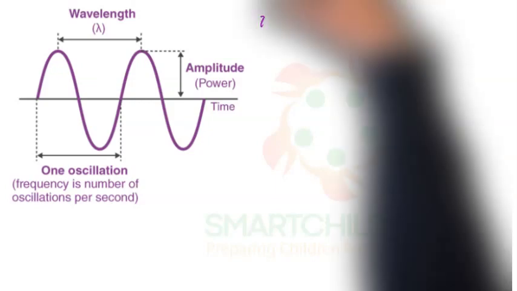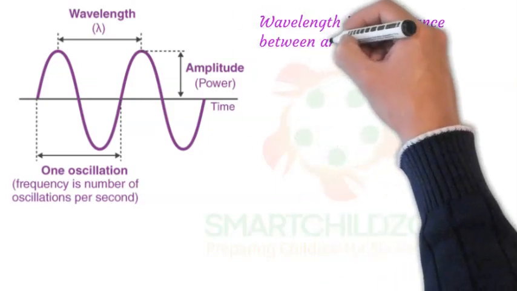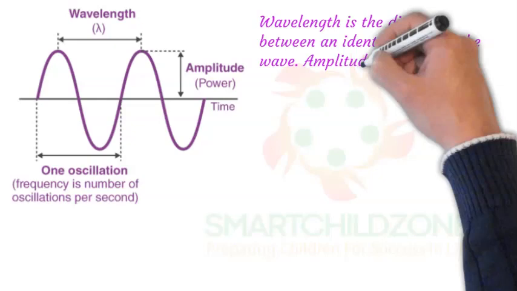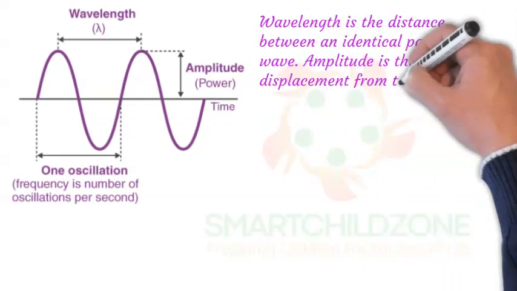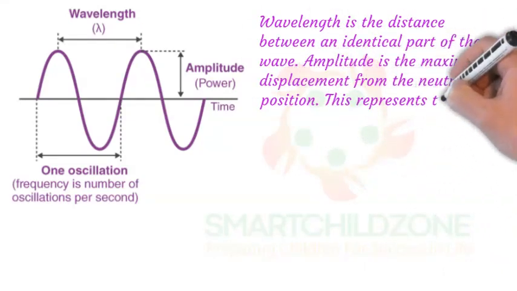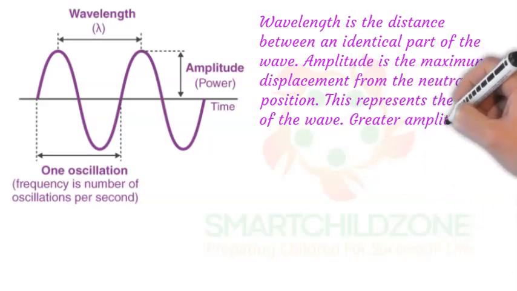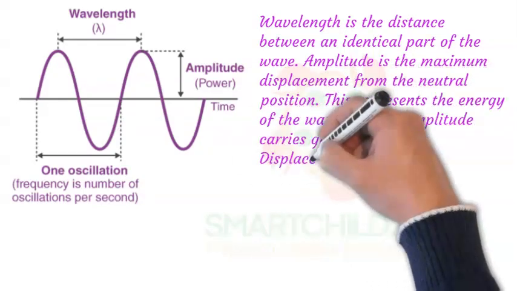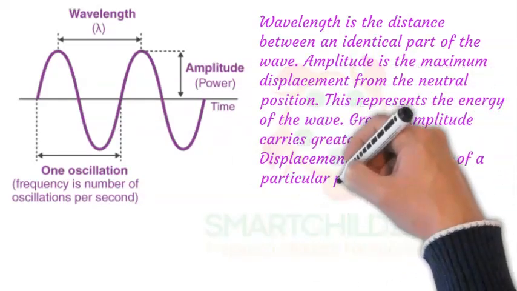There are some basic descriptors of a wave. Wavelength is the distance between an identical part of the wave. Amplitude is the maximum displacement from the neutral position. This represents the energy of the wave. Greater amplitude carries greater energy.